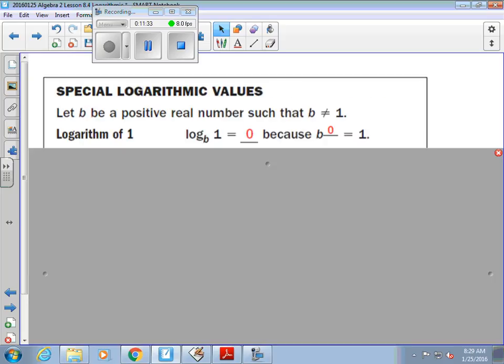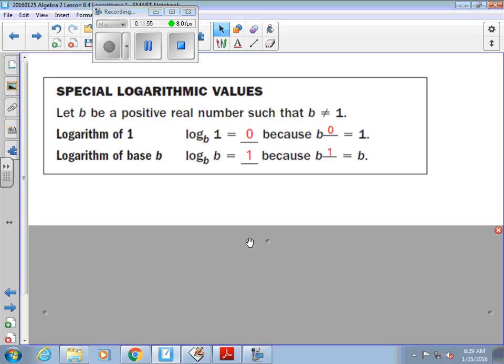And these are special logarithmic values. It says let b be a positive real number, and then b not be the number 1, because it wouldn't change what it is. Log base b of 1 is equal to 0. Okay, so we had one like this a second ago when we raised 8 to the 0 power to get 1.